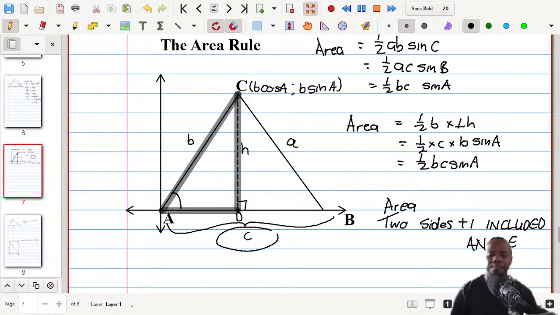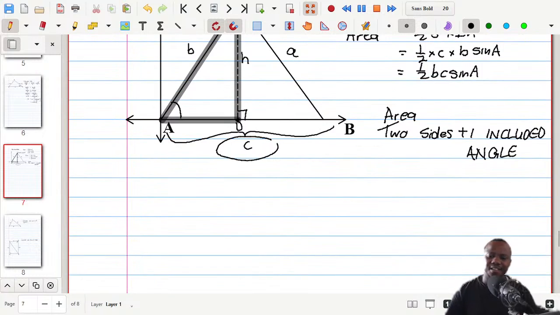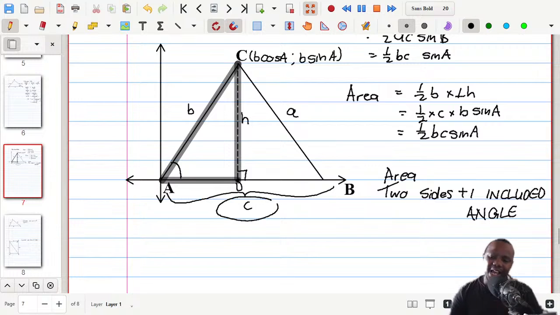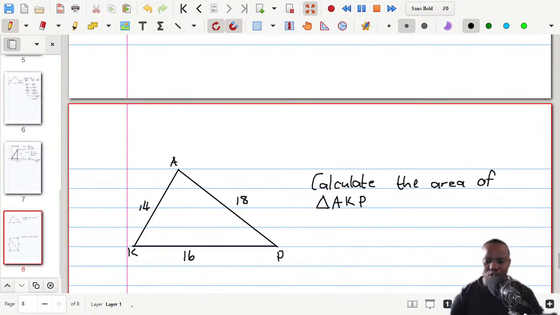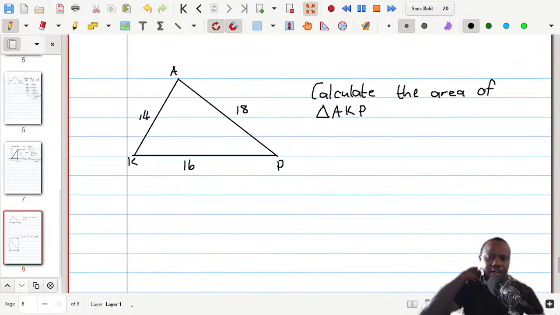There we are. I hope that this makes sense to you guys. So the area is calculated under the same conditions as the cosine rule. You must have two sides and an included angle. Let's have a look at some questions on calculating the area.